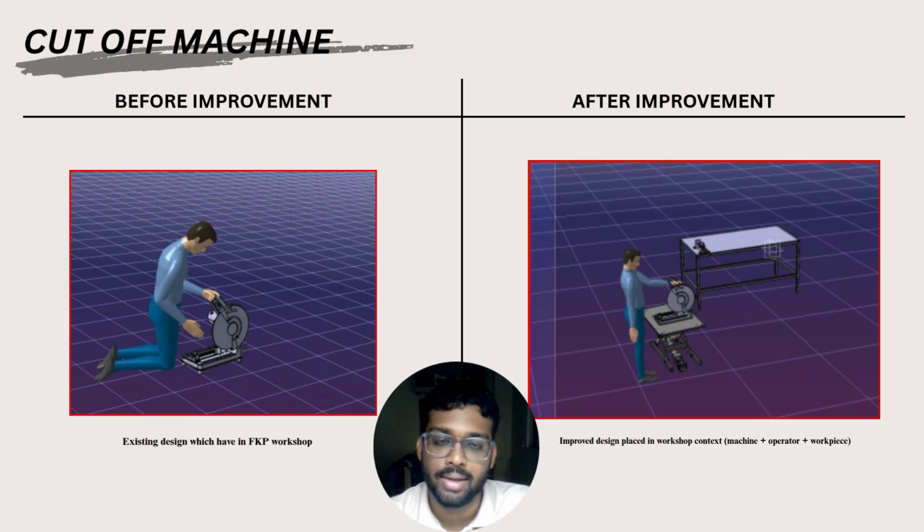In conclusion, the existing cut-off machine creates an ergonomic problem because it is placed too low on the floor. By using the hydraulic jacking table, the height of the machine can be adjusted to suit the user. This improvement reduces bending, squatting, and physical fatigue while improving comfort, posture, and safety during operation. Thank you.